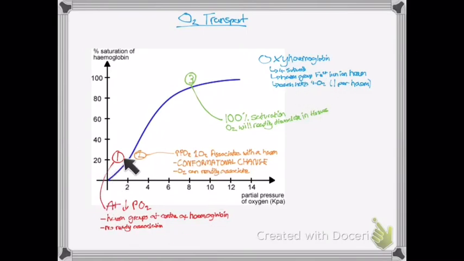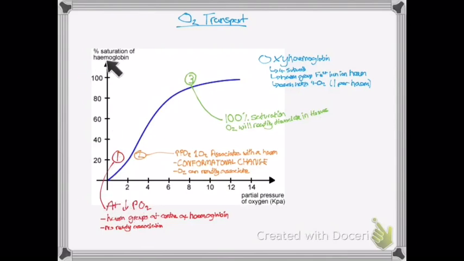Let's look at how hemoglobin is saturated. So we've got 3 stages here. We've got low partial pressure of oxygen. For example, within the capillaries going to muscle tissue, we've got a really low partial pressure of oxygen.